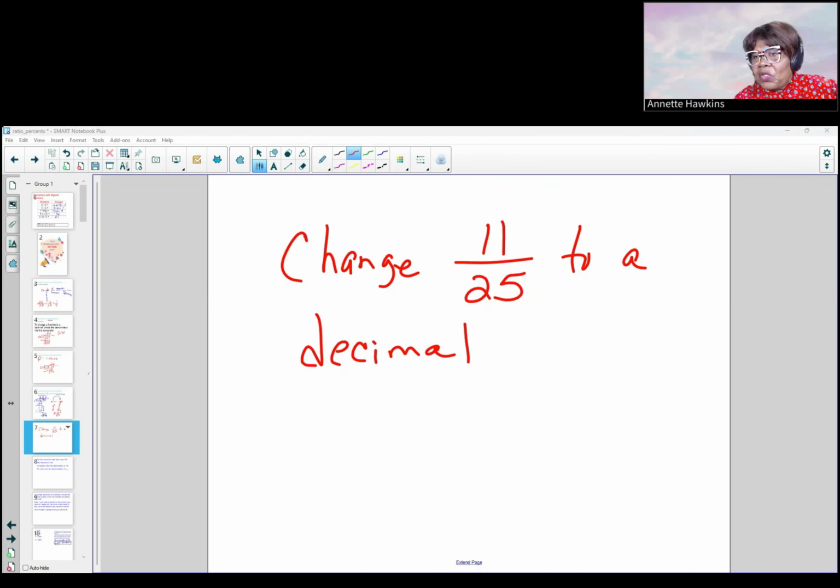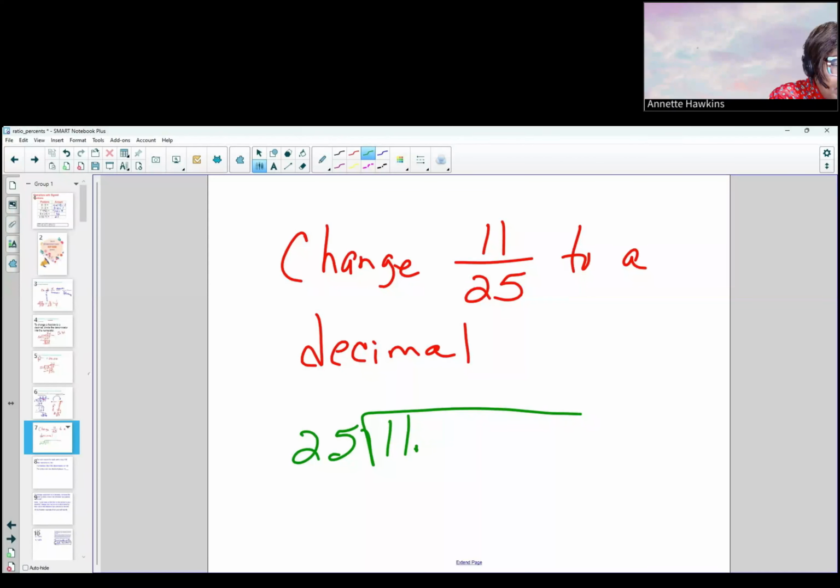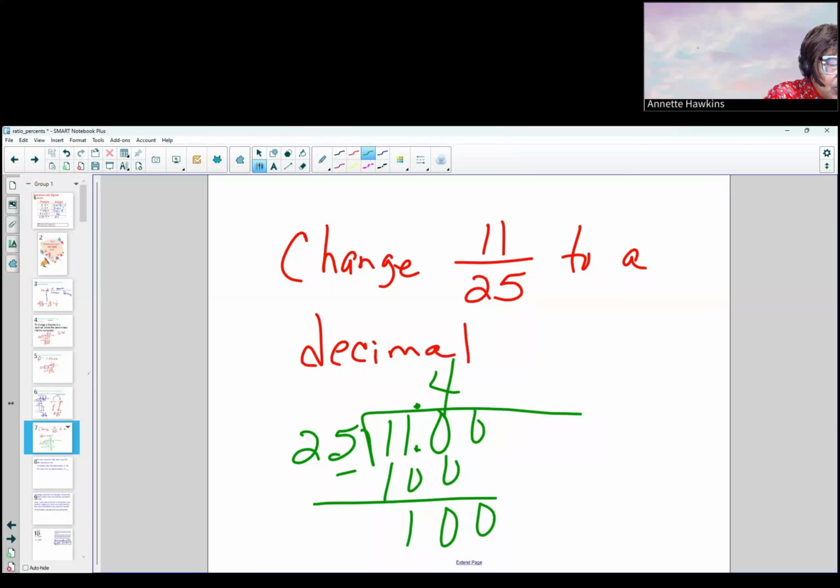Okay, I see some answers coming in. So let's see. So I say 25 into 11, put my decimal, and x is 0. 25 will divide 110 4 times. 4 times 25 is 100. Subtract, and x is 0. 25 will divide 100 4 times. So 0.44, 44 hundredths. Very good.